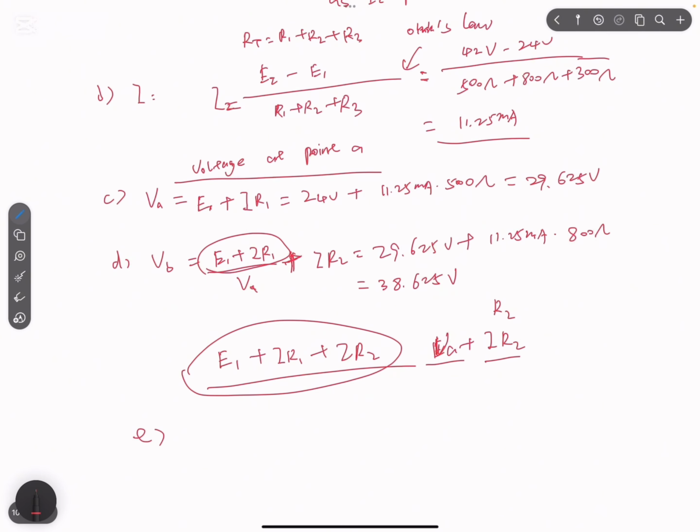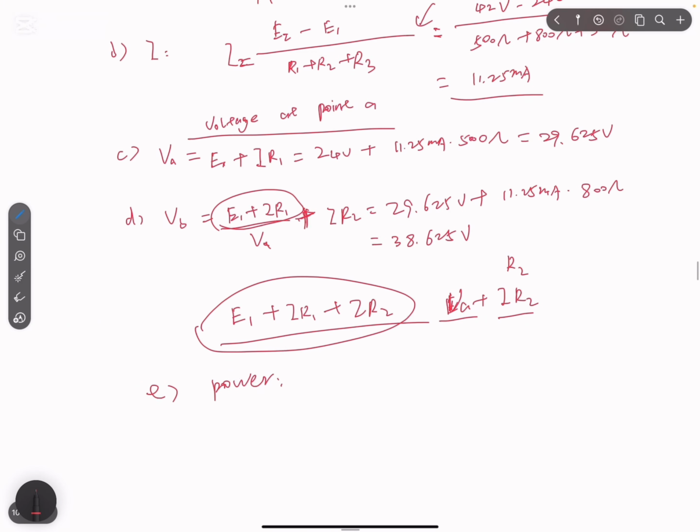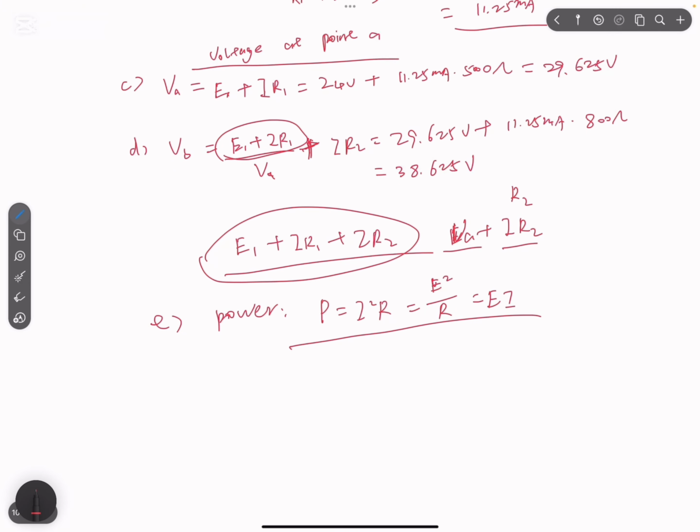And we need to show the power. The formula for power is P equal to I squared times R. We can also use E squared divided by R. We can also have EI. All these formulas are based on Ohm's law. So let's say P equal to I squared times R. If we need to replace I with E, I equals E divided by R.